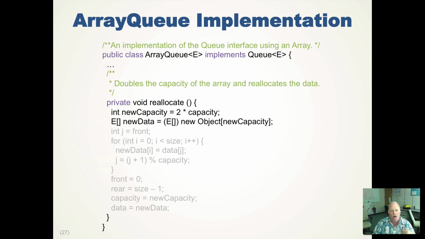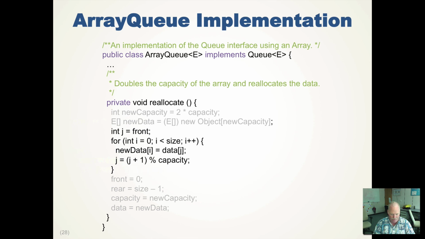So what does the reallocate method do? We need to double the size of the array. So we create a new capacity, double the size of the old array, and we create a new array, new data, to hold the new stuff. We assign a variable to front because, instead of having it possibly wrap around the circular array, why don't we just put it from 0 to size in the new array? We can move things so it's nicer.